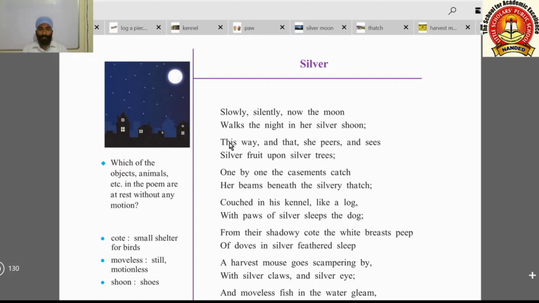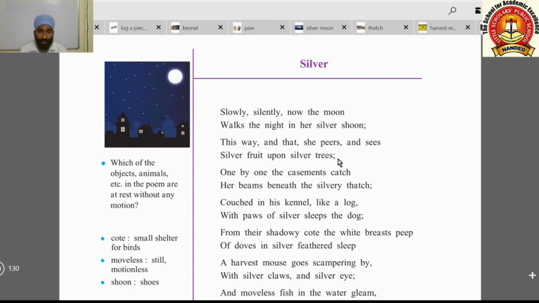Next line: this way and that she peers and sees silver fruit upon silver trees. This way and that means from this side or from that side. She peers and sees. Peers means a type of looking. You look at something carefully. That is peer, to observe something. Sees means to look at something.